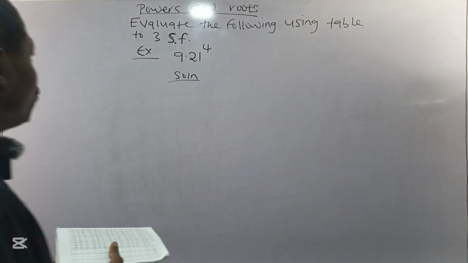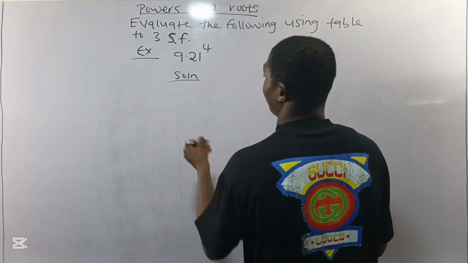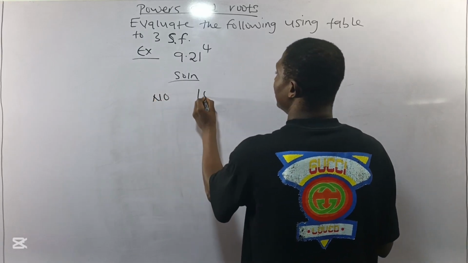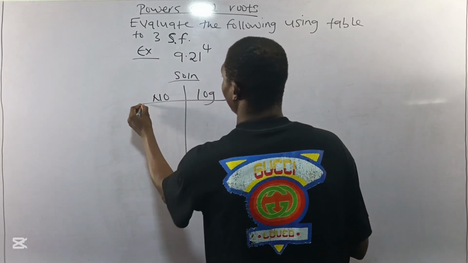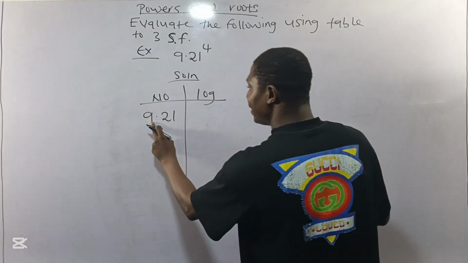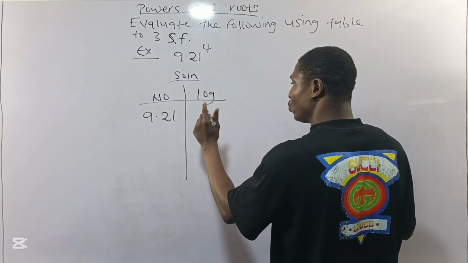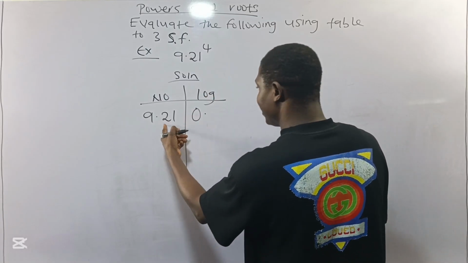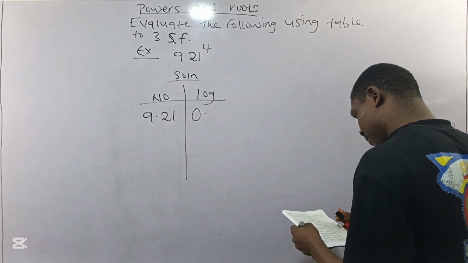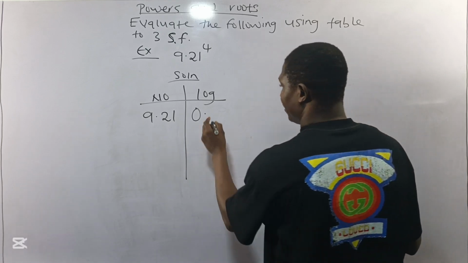We have 9.21 raised to power what? 4. This is my number, this is my log. 9.21. First, 9 is 1 digit before the what? Decimal point. So 1 digit minus 1 digit will give me what? 0. 92 under 1. 92 under 1 is 9643.